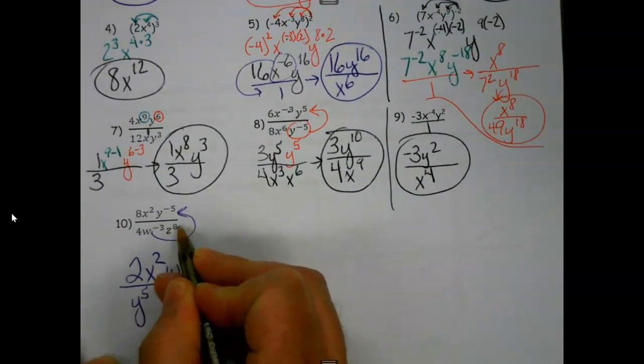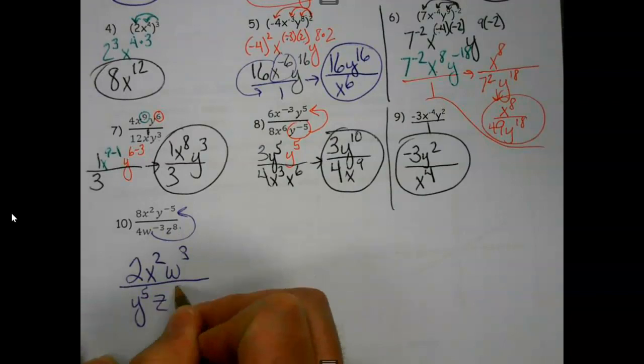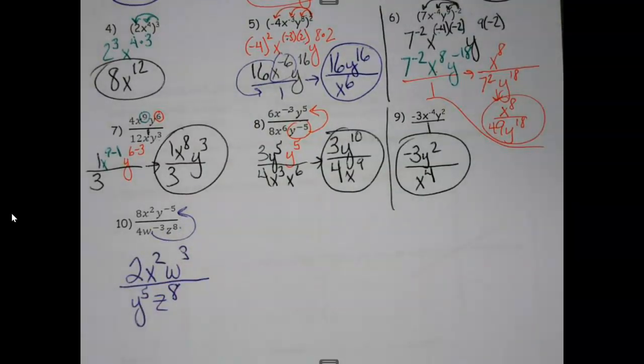Z to the 8th? You're all right. Yeah. But now, what was mentioned at the start, Hardy, none of the variables are the same. If none of the variables are the same, I can't do anything else. That's it. I'm done. Okay.